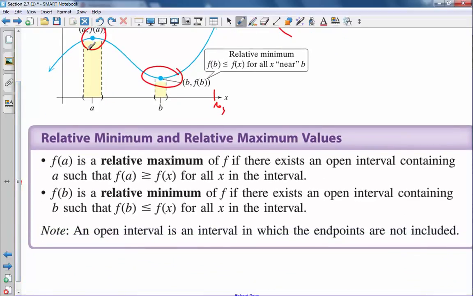You need to find such a value A that when you go a little bit to the right and left and pick any number other than A, those values of f are still lower than this blue dot. That's what relative maximum means. Relative minimum means you find such a deep point somewhere in the path. When you go a little bit to the right and left, pick any value you wish, those values always stay more than the value you picked. These are the formal definitions.